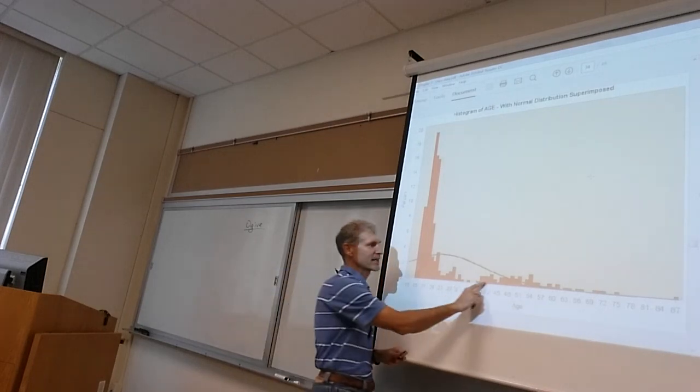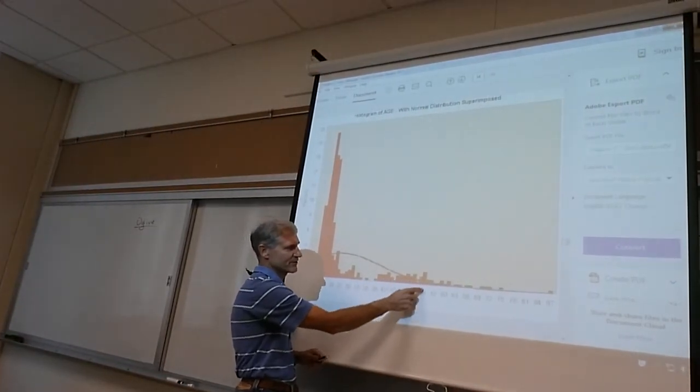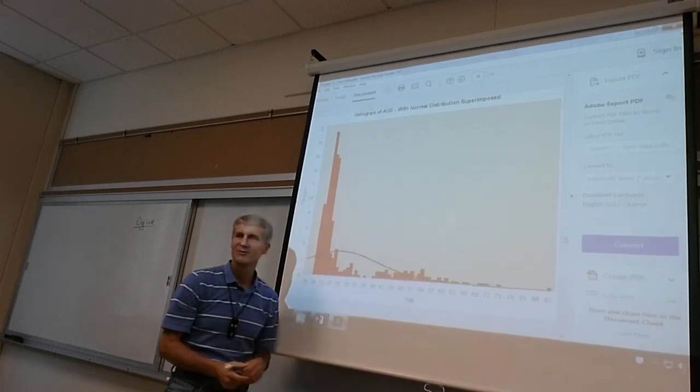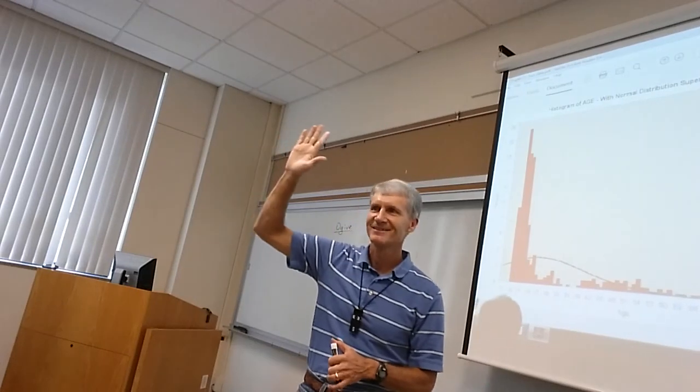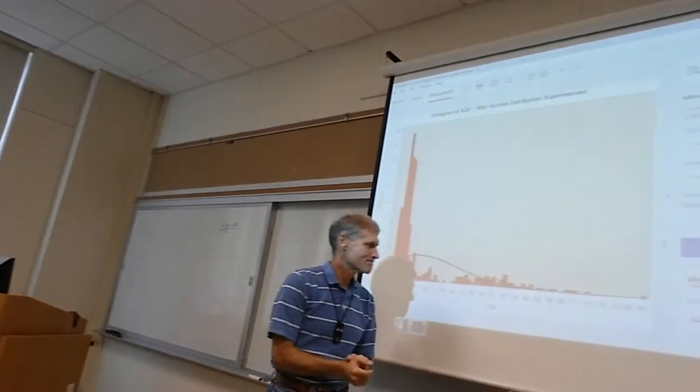What do you suppose this little secondary hump is here, between 42 and 52? Parents. People who ask. How many people ask their parents? Yeah, about half of you, so good.